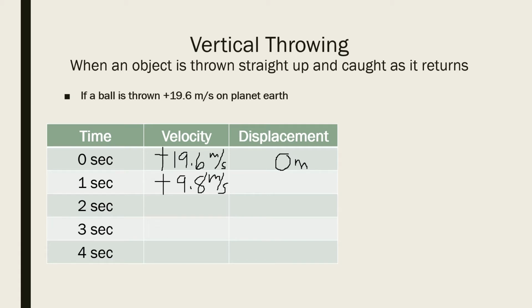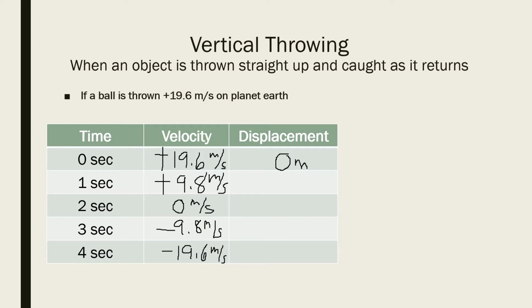9.8 minus 9.8 is 0. 0 plus negative 9.8 is negative 9.8. And then negative 19.6. Patterns, patterns, patterns.